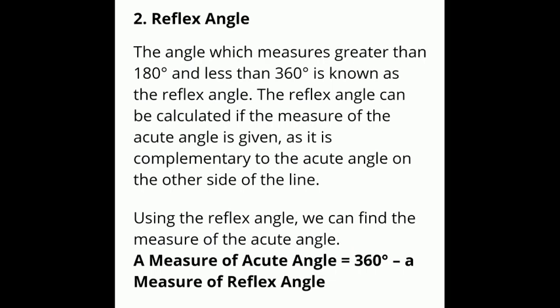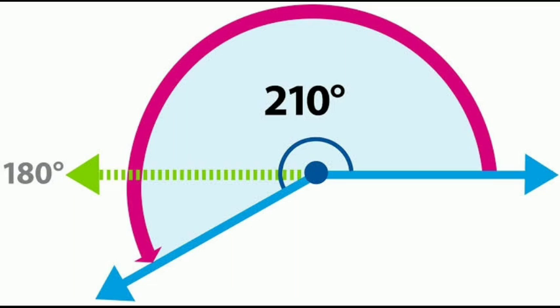Reflex angle. The angle which measures greater than 180 degrees and less than 360 degrees is known as the reflex angle. The reflex angle can be calculated if the measure of the acute angle is given, as it is complementary to the acute angle on the other side of the line. Using the reflex angle, we can find the measure of the acute angle. If A is the measure of an acute angle, 360 degrees minus A measures a reflex angle. You can see here the angle measures 210 degrees. So the angle is greater than 180 degrees and less than 360 degrees, which is a reflex angle.